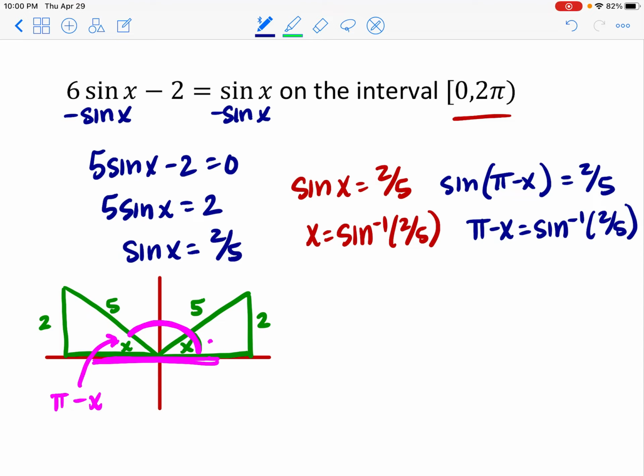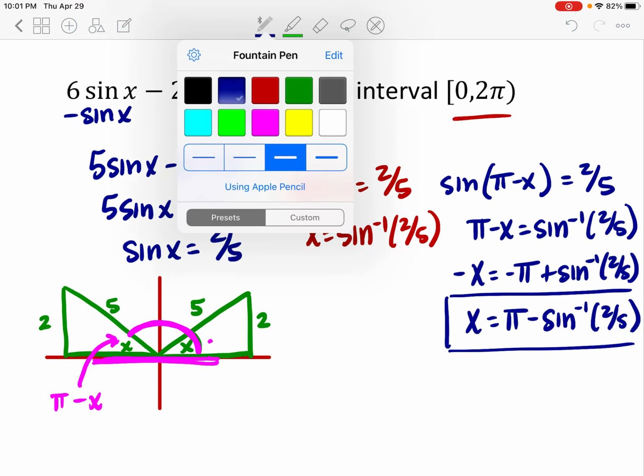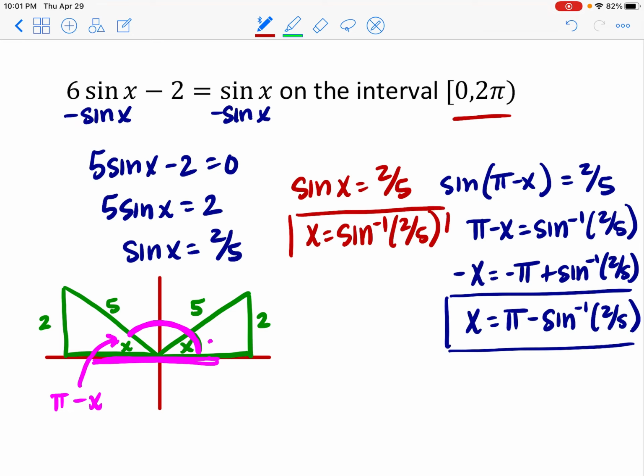So I take the inverse sine of both sides to get rid of the sine, but I still have to solve for x. So I'm going to subtract pi over, and then I'm going to divide over the negative. So we have a positive pi minus the inverse sine of 2/5. That is our angle in quadrant 2, and this is our angle in quadrant 1. And that is a mess. That's probably one of the tougher ones of all of these.